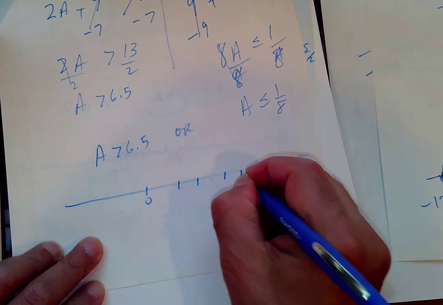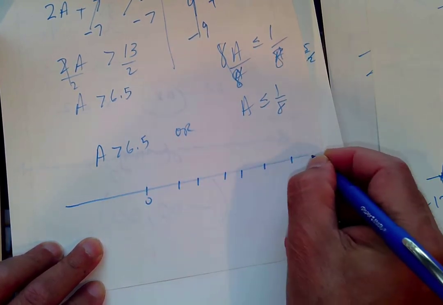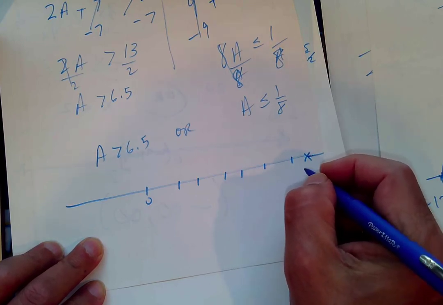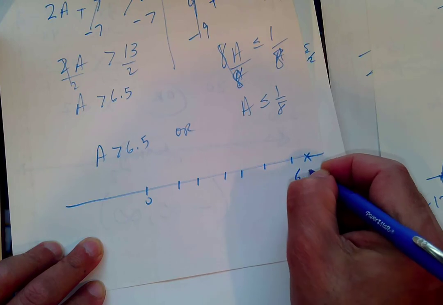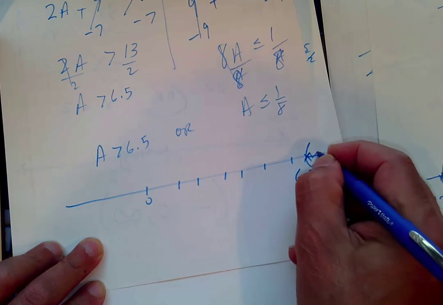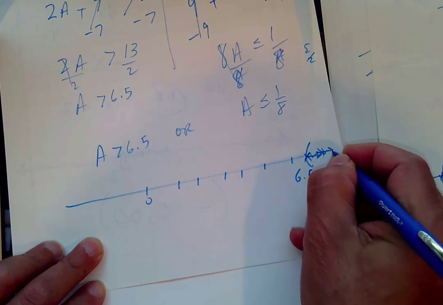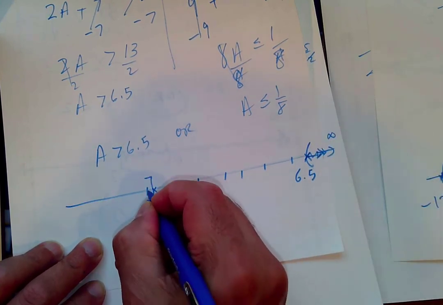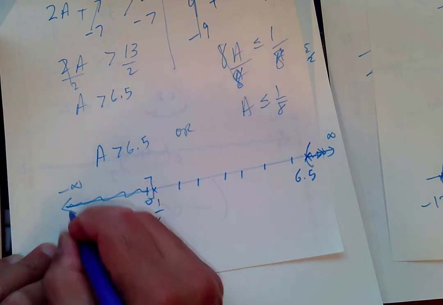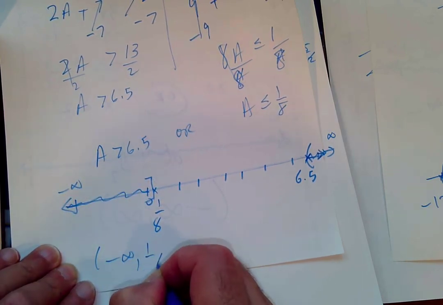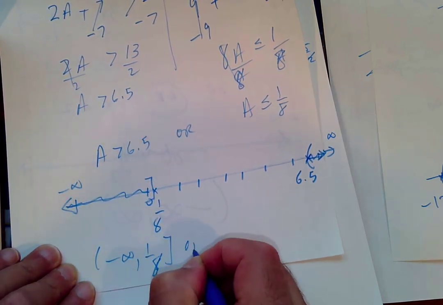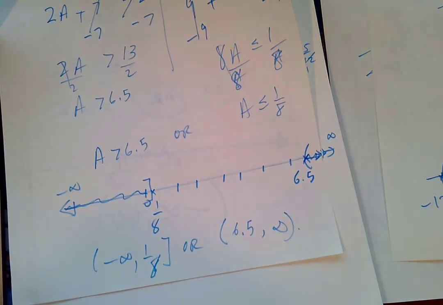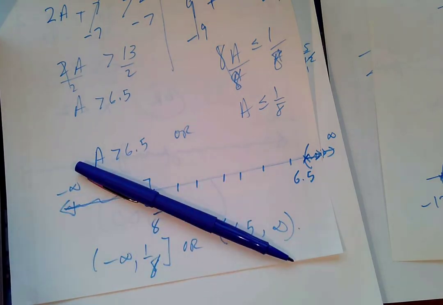2, 3, 4, 5, 6, 6.5. And it's greater than, so this goes to infinity. 1/8, it's less than or equal, goes to negative infinity. So you have negative infinity to 1/8, including 1/8, or 6.5 to infinity. And that is it for 8.4.